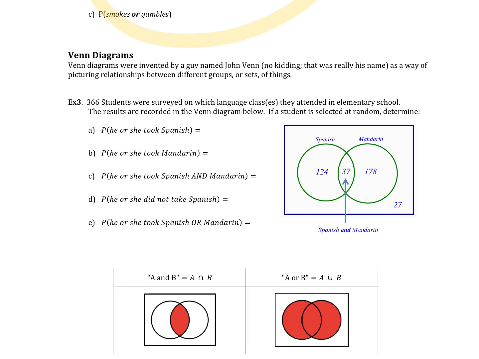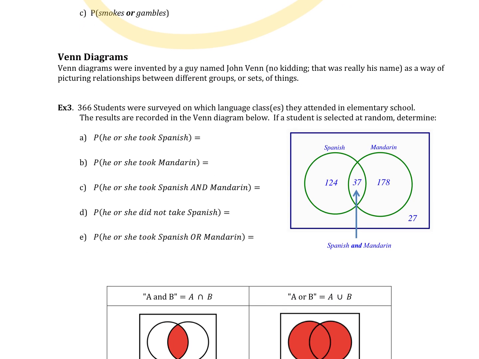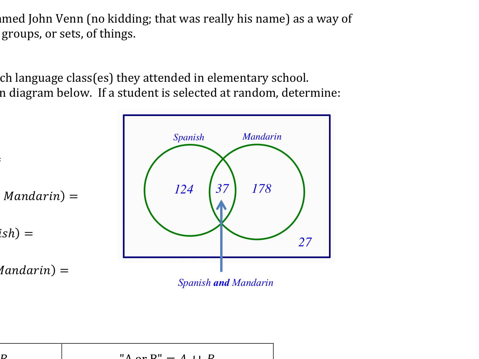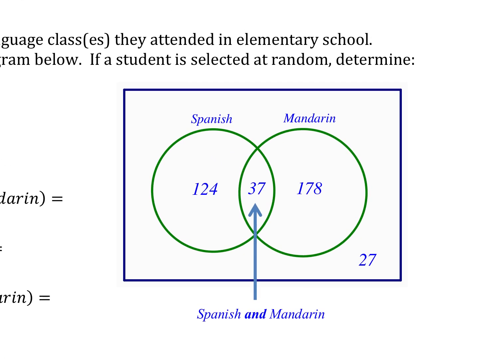Venn diagrams. Hopefully you've seen these before in your life. They're pretty self-explanatory. What people forget about Venn diagrams is that if someone came up to you and asked, how many people take Spanish? People would probably say 124. Well, be careful. That also includes the 37. So there's actually 161 people who take Spanish. I do this on my Venn diagram just to be careful about it.